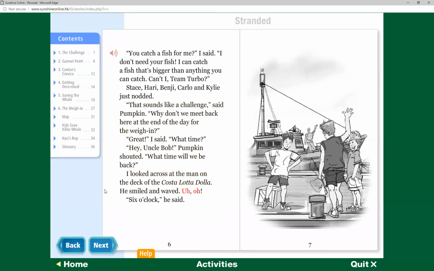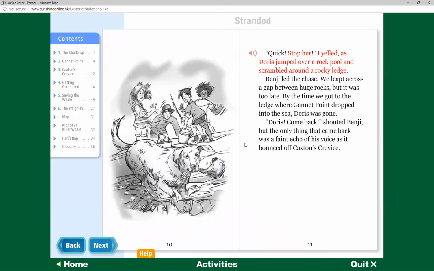"Quick! Stop her!" I yelled, as Doris jumped over a rock pool and scrambled around a rocky ledge. Benji led the chase. We leapt across a gap between huge rocks, but it was too late. By the time we got to the ledge where Gannet Point dropped into the sea, Doris was gone. "Doris! Come back!" shouted Benji. But the only thing that came back was a faint echo of his voice as it bounced off Caxton's crevice.